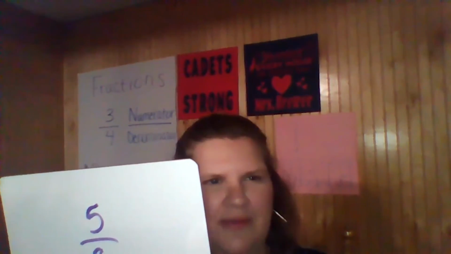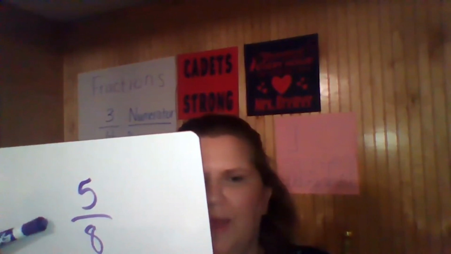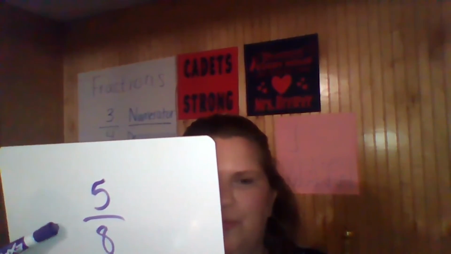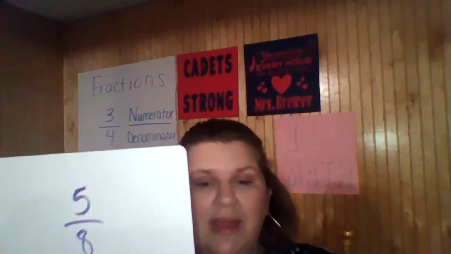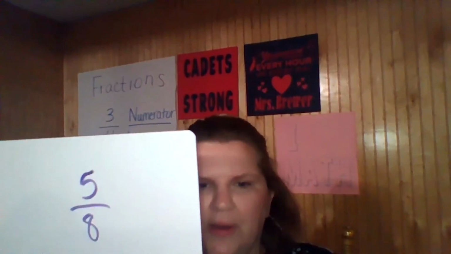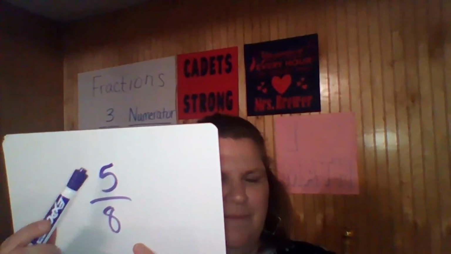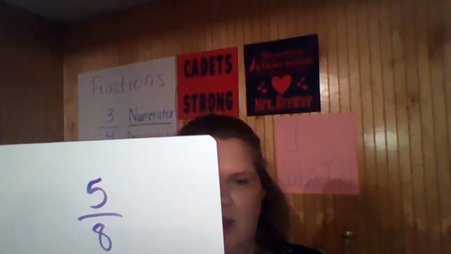Now, last question. We said a fraction was made up of 3 parts. Our numerator, the denominator, and what is this line called in between that separates your numerator from denominator? Do you remember what that was called? That's right. It's called the fraction bar. And all the fraction bar does, for now that we know, is it divides the numerator from the denominator.